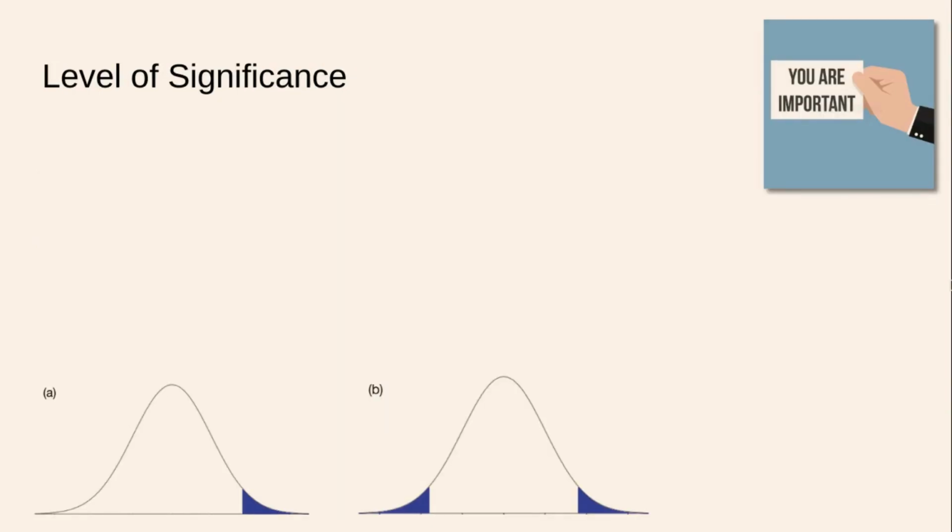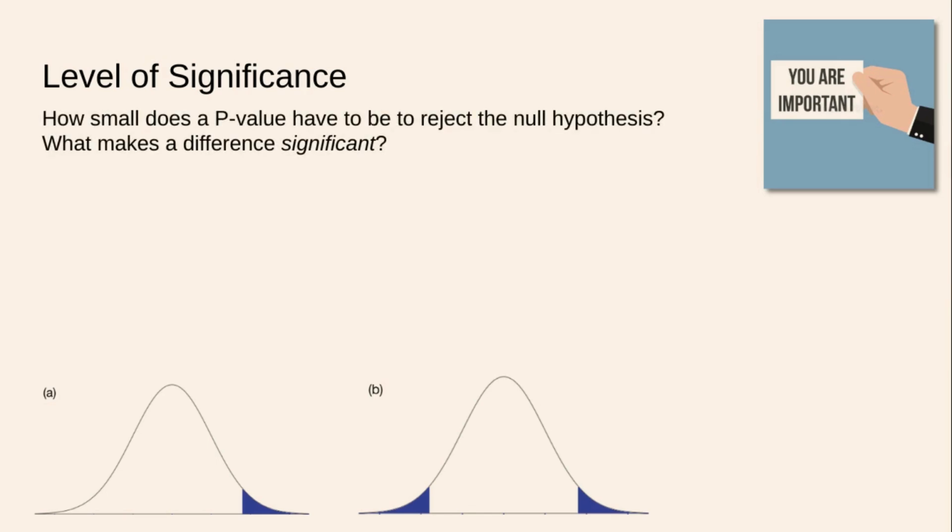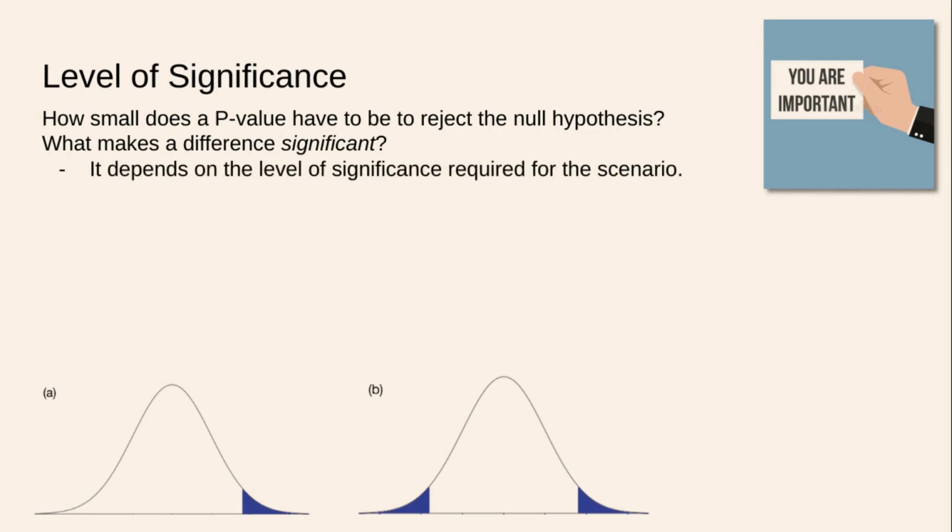So now we're going to take this a step further and talk about the level of significance. This helps us to understand how precisely we use our normal model to help us make decisions with hypothesis tests. So how small does the p-value have to be to reject the null hypothesis? What makes a difference significant? All right? What makes us reject the null hypothesis? Well, it depends on the level of significance required for the scenario.